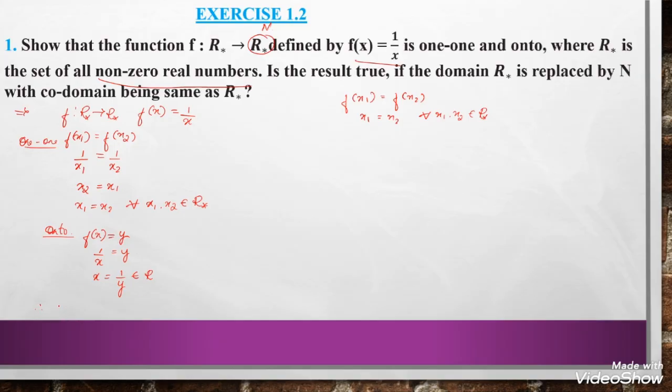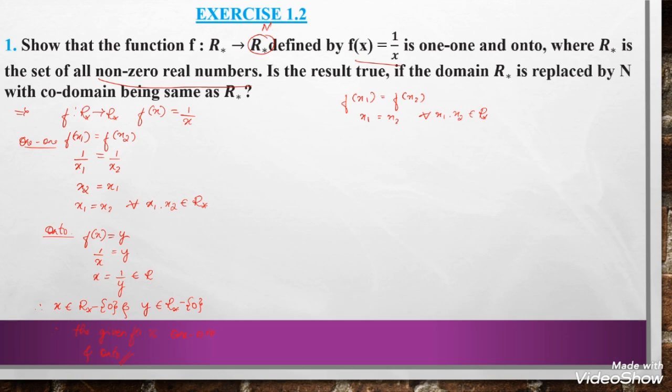Therefore, for any domain or codomain, x is an element belonging to the real numbers except 0, and the image y belongs to R star, except 0. Therefore, for these two conditions, the given function is one-one and onto. Okay, now the first condition is over.